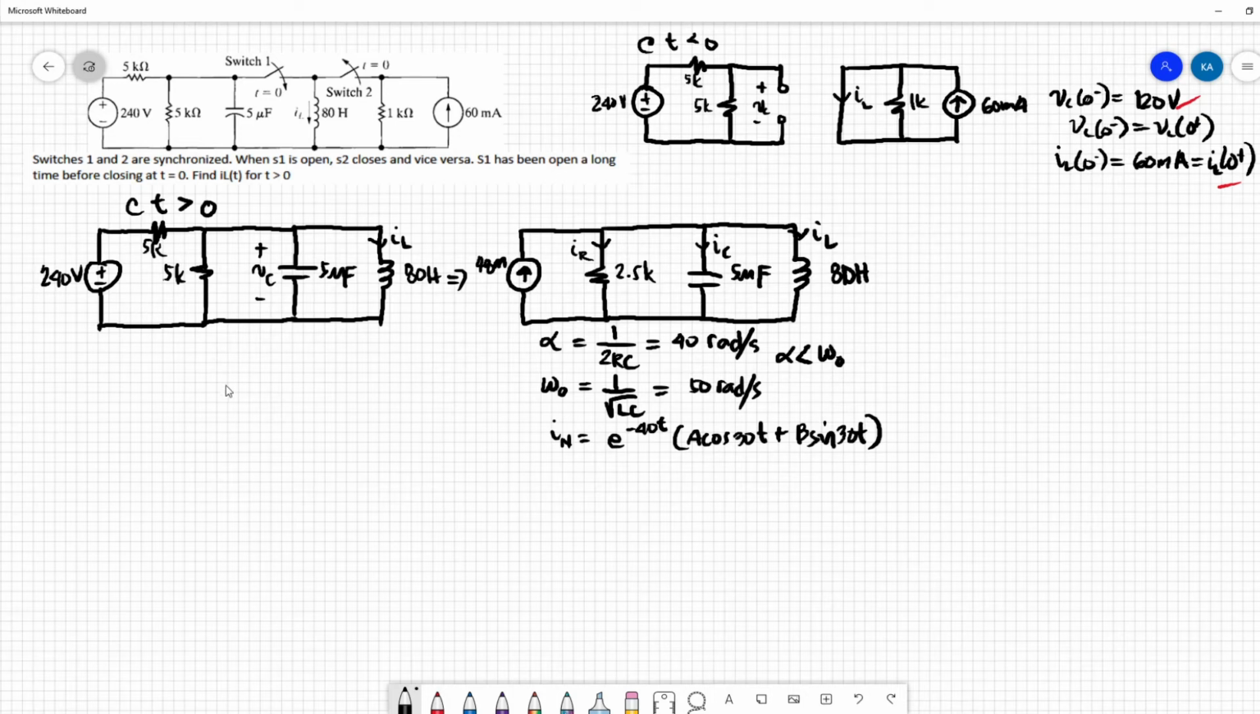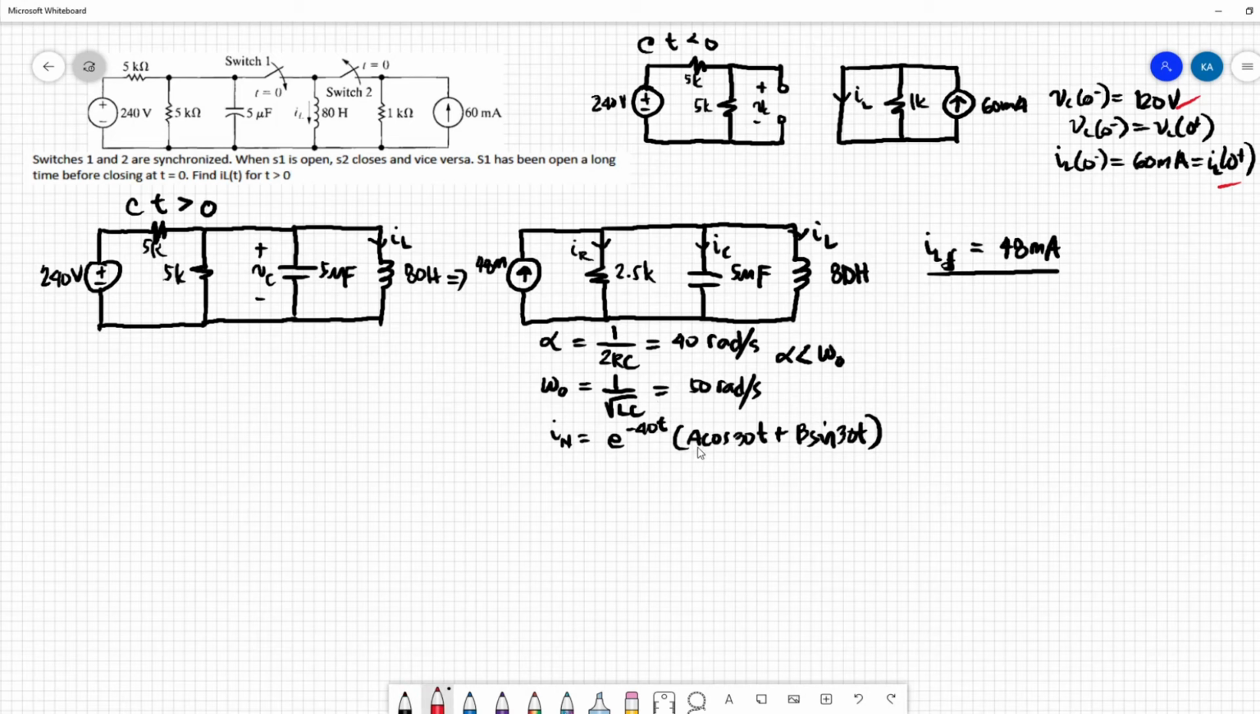Since the circuit involves a source and an independent source, our complete response is composed of the forced response and the natural response. So for the forced response, looking at the circuit, our forced response is equivalent to 48 milliamperes.